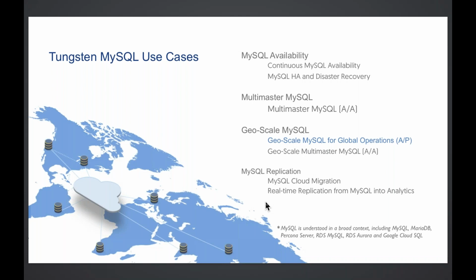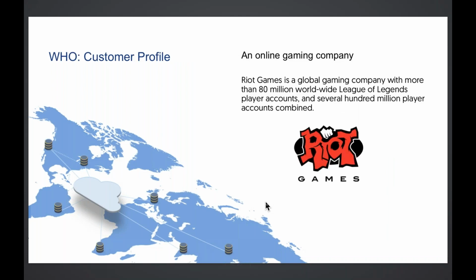So today, we're going to talk about a specific use case that we call Geo Scale MySQL for global operations. This topology is active passive, which means there is a single write master across all regions. We have other topologies that would allow for active-active, like multi-master, where you could write into each region. But today's use case, we talk about the active-passive model. And it's very deliberate that it was chosen.